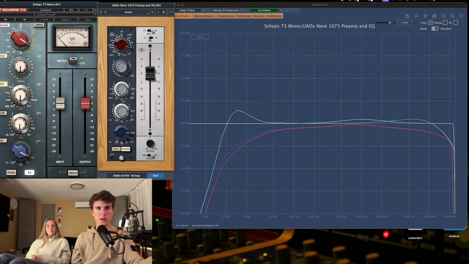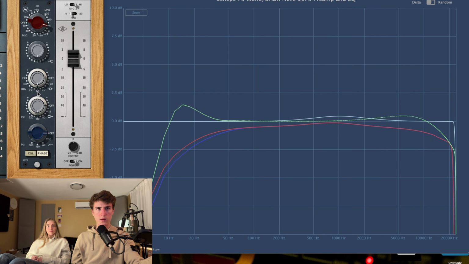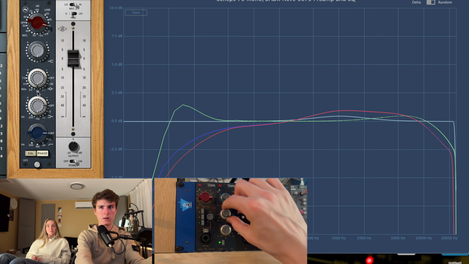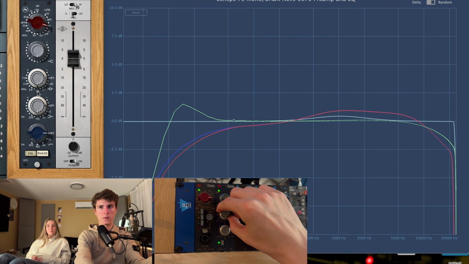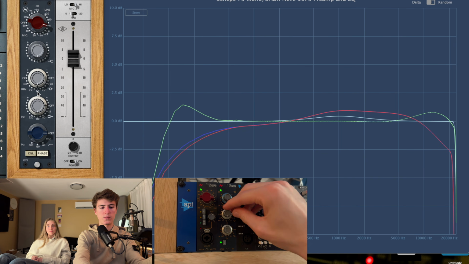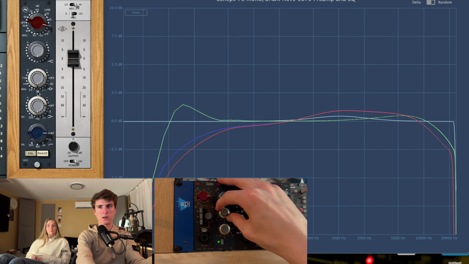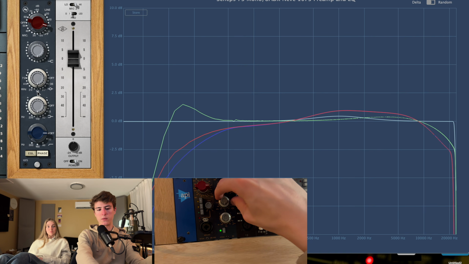So here's the UAD again. Here's the difference. And then the hardware. The hardware's flatter than the UAD one. I mean, once again, that was modeled off a vintage thing, so there could be that. It's just going to be different from this one.